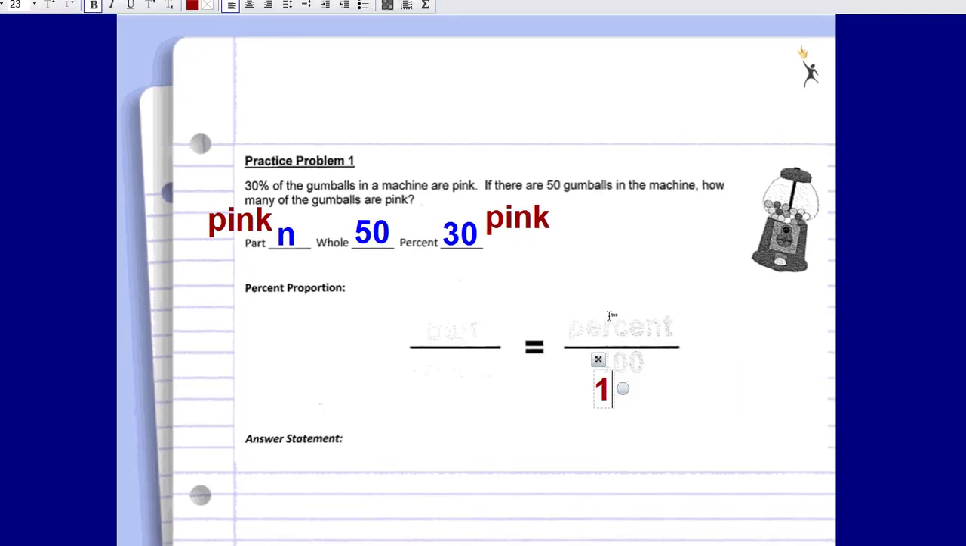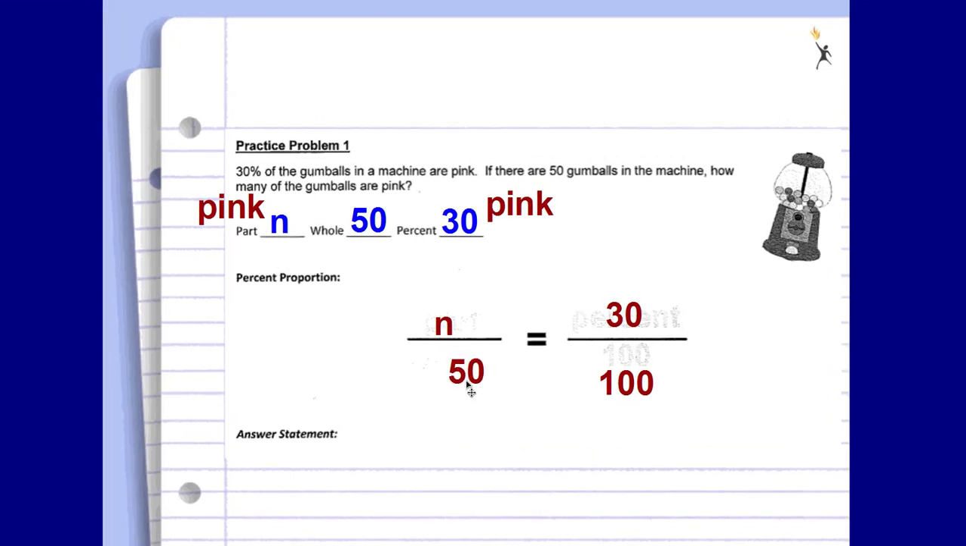You're always going to have 100 over here. The percent is 30. Our part is n, and our whole is 50. That was really easy to set up once we had all of our numbers in place, once we had identified all of our parts. Okay, now we're ready to solve it.